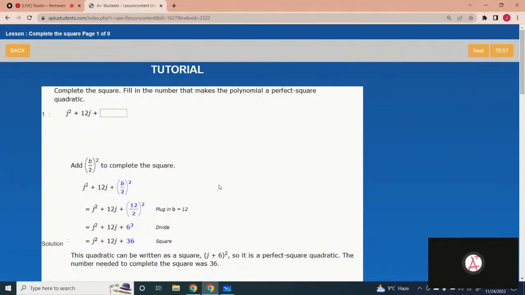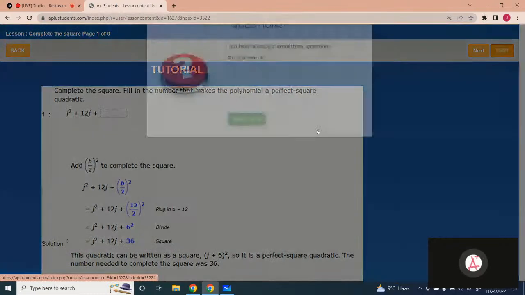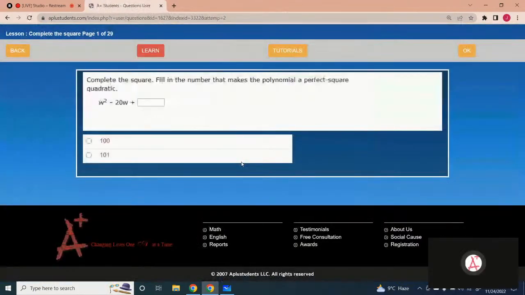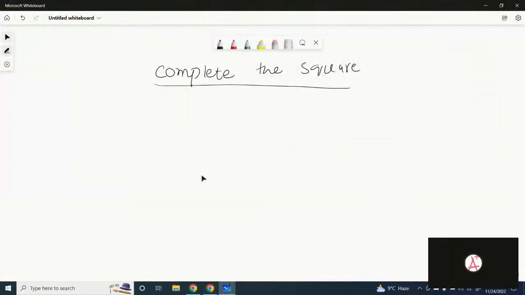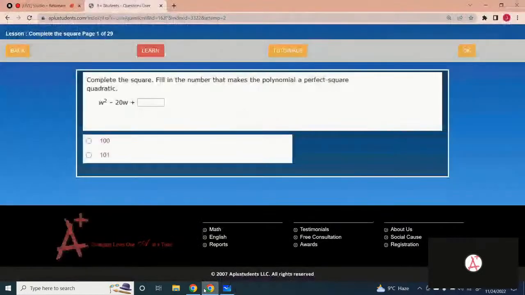Okay, let's start with the topic complete the square. Let's start with the practice questions. It's a bit tricky. Please listen to me carefully so that you can understand the topic properly. W square minus 20W plus the missing number. You have to find the missing number from the equation.